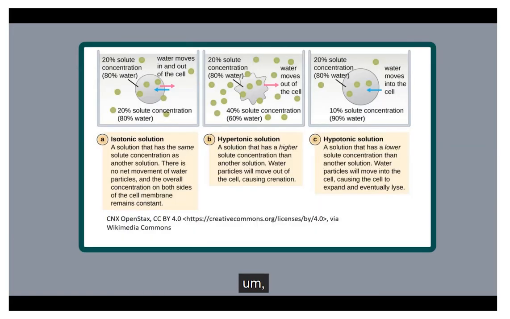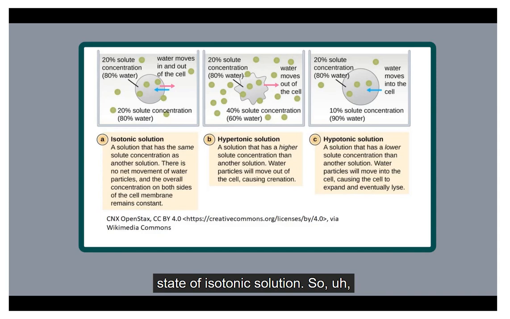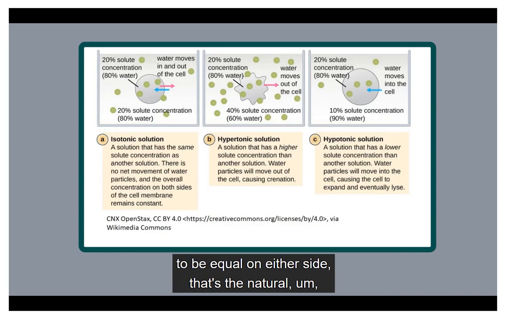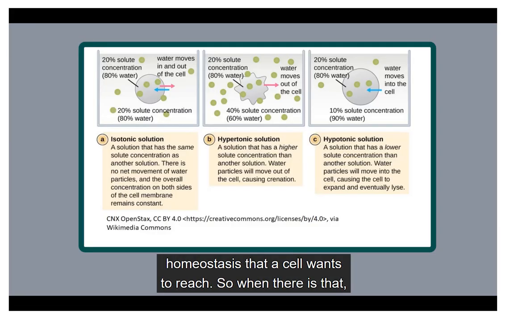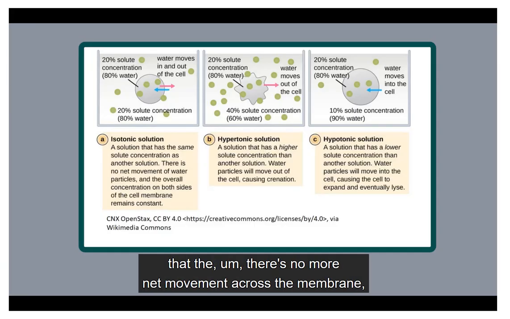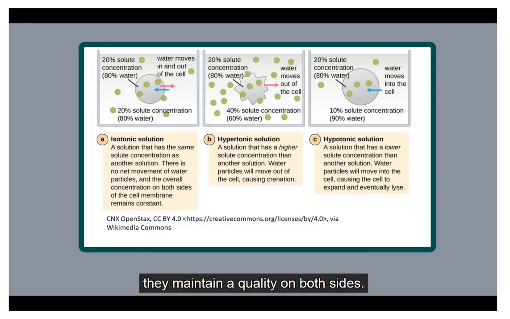Molecules are always going to be crossing the semi-permeable membrane to try to reach a state of isotonic solution, so to be equal on either side. That's the natural homeostasis that a cell wants to reach. So when there's no more net movement across the membrane, it's still molecules are moving, but they maintain equality on both sides. That's going to be your isotonic solution.